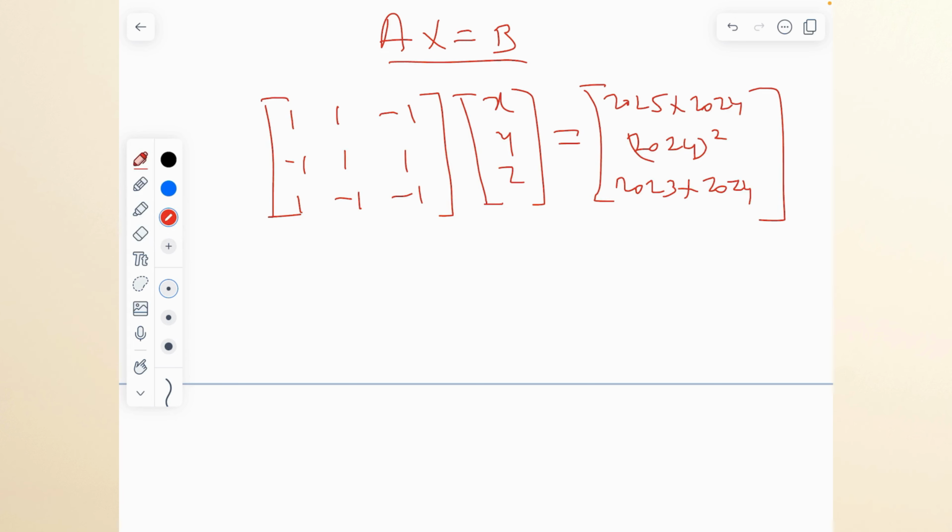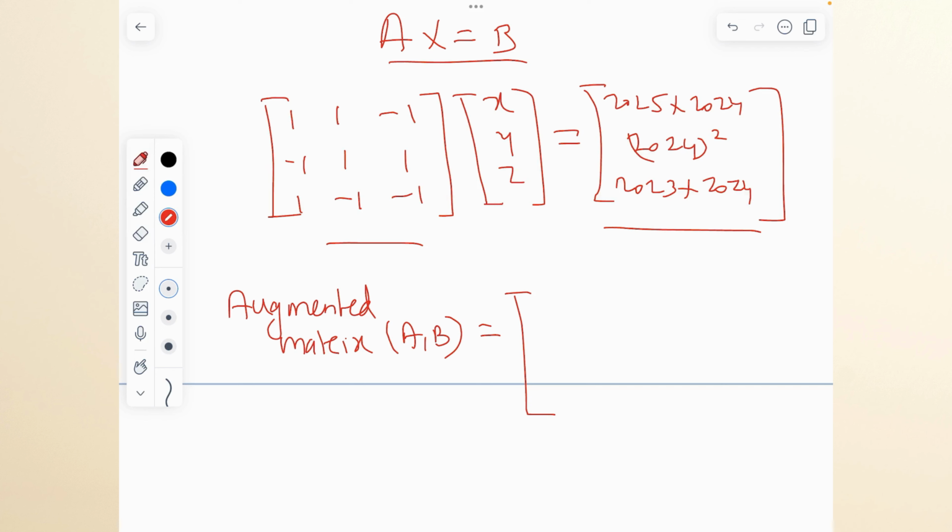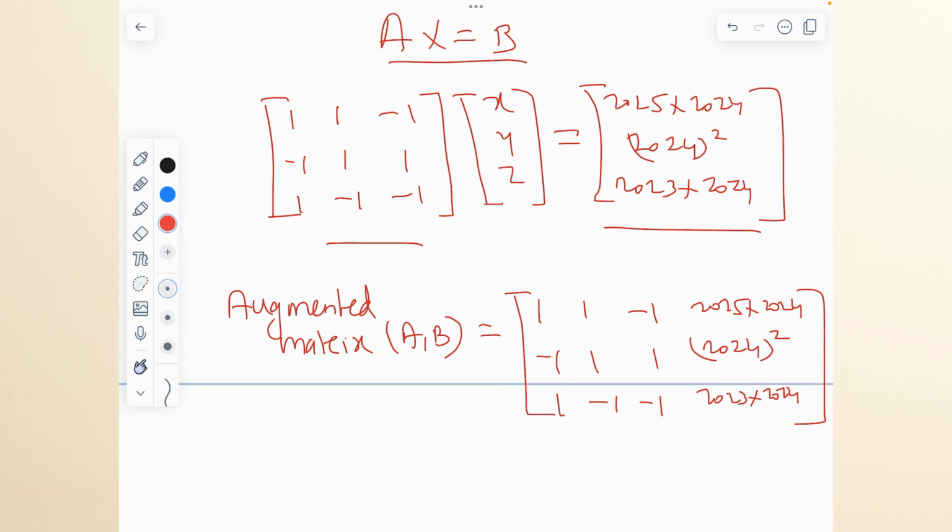Now what is the next step? We combine the matrices, and the combined matrix is known as the augmented matrix, usually written as A comma B. So the augmented matrix A comma B is: 1, 1, minus 1, 2025 into 2024; then minus 1, 1, 1, 2024 the whole square; next 1, minus 1, minus 1, 2023 into 2024.